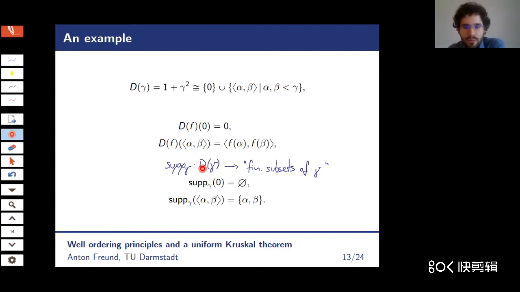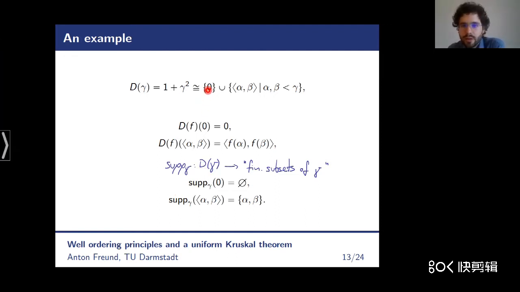So what does it do? Well, in D gamma, we have two types of element. We have this element 0, and this element 0, it doesn't really depend on anything, so we just say that it has empty support. And then we have pairs of elements, pairs of ordinals below gamma, and the support should say on which ordinals these pairs depend, and well, they simply depend on their components. So the general definition is somewhat lengthy, but in concrete cases, it actually looks quite natural, I think.